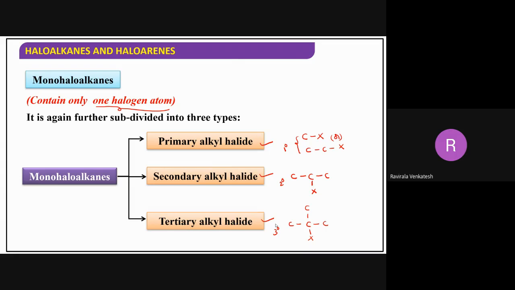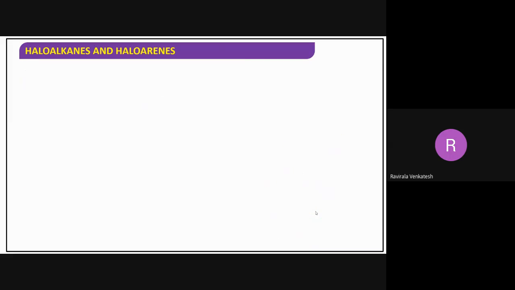Halogen-bonded carbon bonded to 3 carbons comes under tertiary. Halogen-bonded carbon bonded to 2 carbons comes under secondary. And halogen-bonded carbon bonded to no carbon or to 1 carbon is primary. Bonded to 1 carbon, it is primary; bonded to 2 carbons, secondary; bonded to 3 carbons, tertiary. A very simple classification.